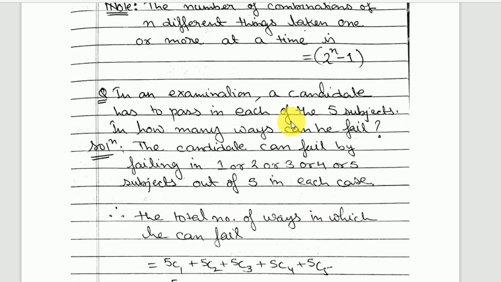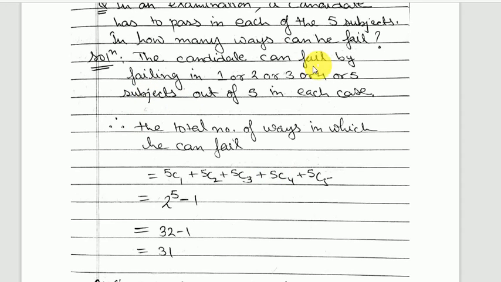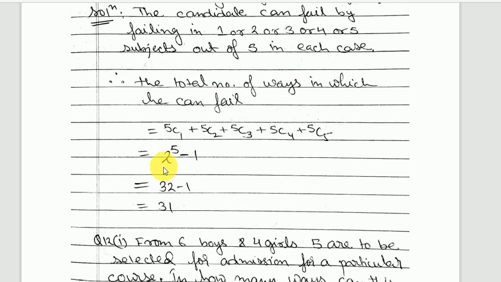So the candidate can fail by failing in 1 or 2 or 3 or 4 or 5 out of 5 in each case. Therefore the total number of ways in which he can fail is 5C1, if he fails in one subject. If he fails in 2 subjects, it is 5C2, and so on. Then you can see this will be 2 to the power 5 minus 1. That means 31 ways he can fail.